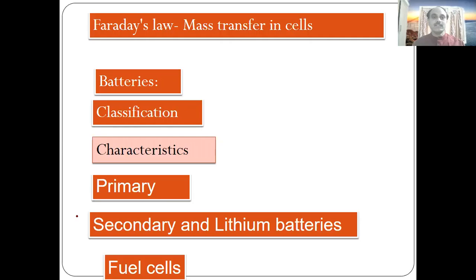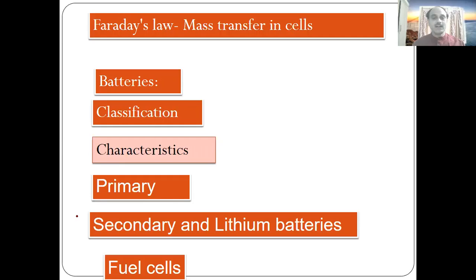And batteries. In batteries we are going to study the classification of batteries and the characteristics of batteries. Nowadays, most of the roadside vendors, including the very big shops, are dependent.